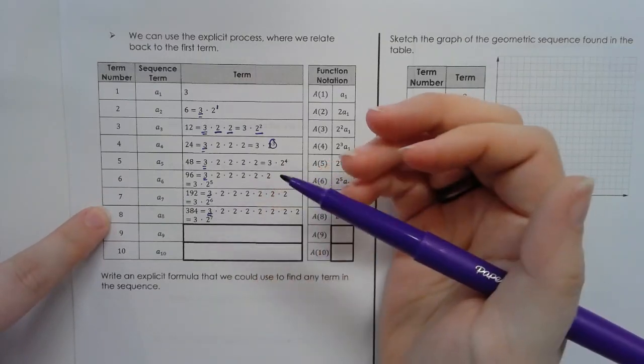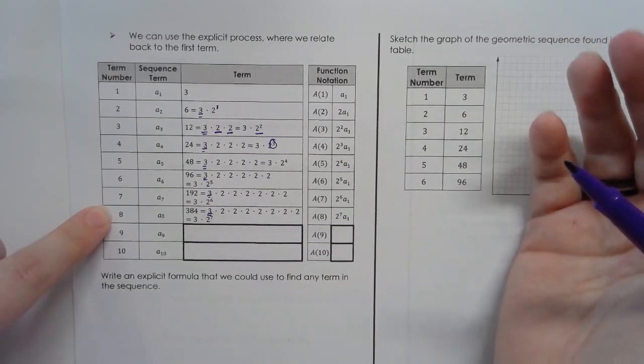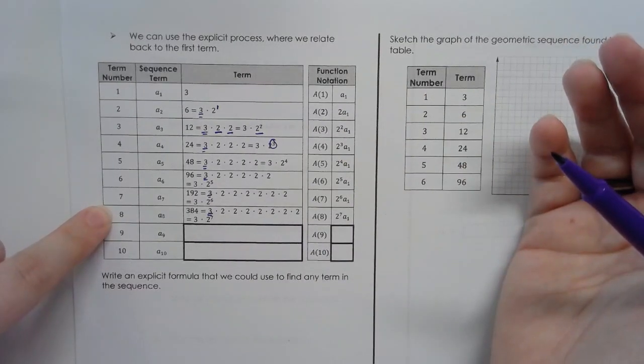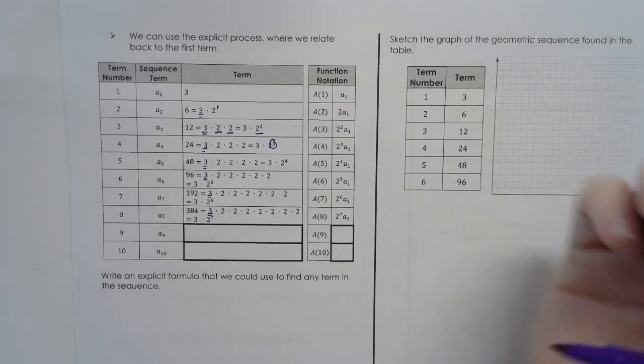Now, before you start talking, let me relay the question. So the question is, what do you think we could use to shortcut to get to terms 9 and 10? So talk to your table. I'm going to give you about 30 seconds.